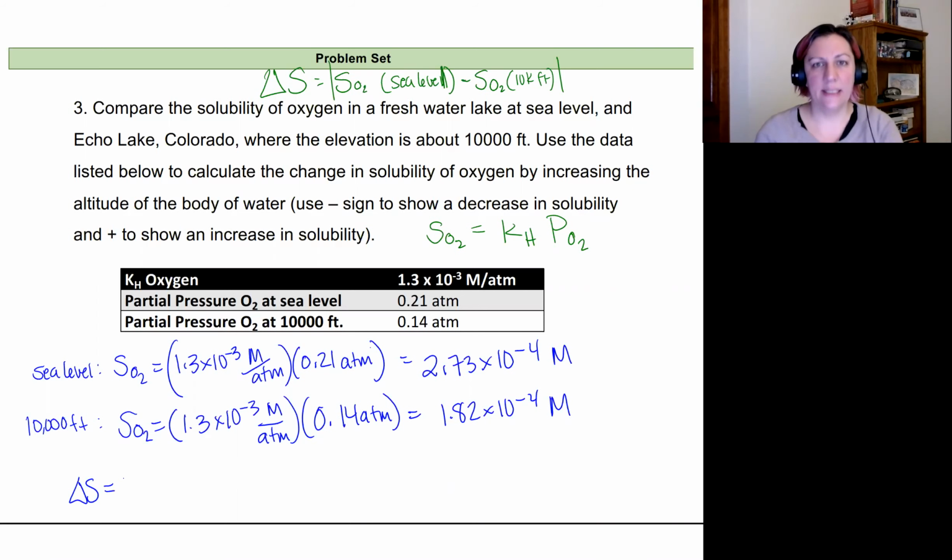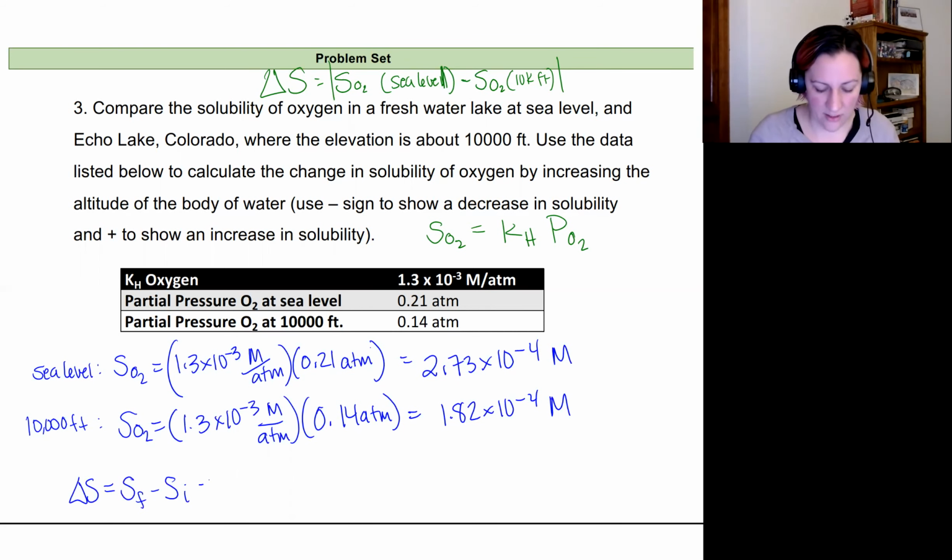It depends on how the problem is worded, right? I'm going to do the absolute value because it just wants to know what's the change. It doesn't say if I need to say if it's decreasing or increasing, but I can also give that information. Typically, when I look at the change in something, it's the final minus the initial. So I'm going to do my final solubility minus our initial solubility. But then that depends on whether or not you're increasing, like you're going from sea level up to Colorado, or if you're going from Colorado down to sea level. So hence the absolute value sign.